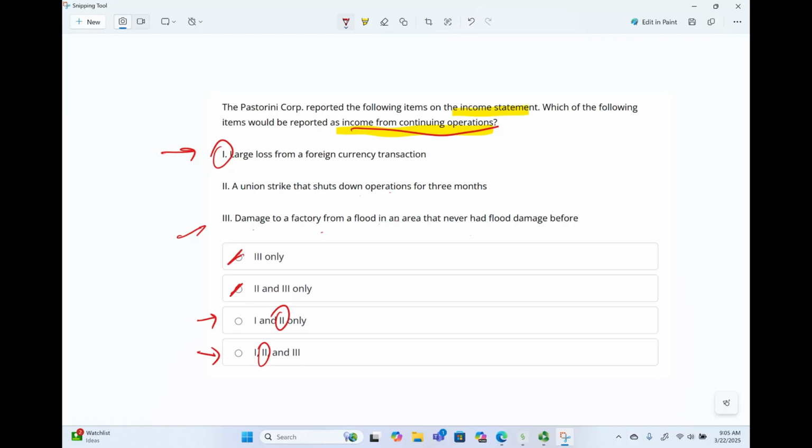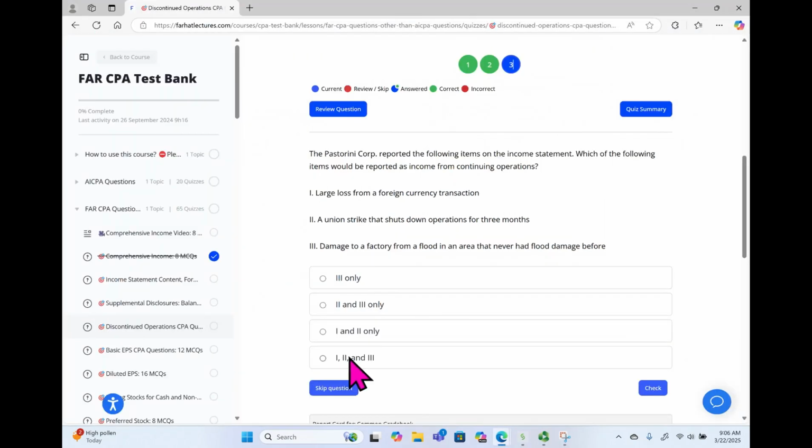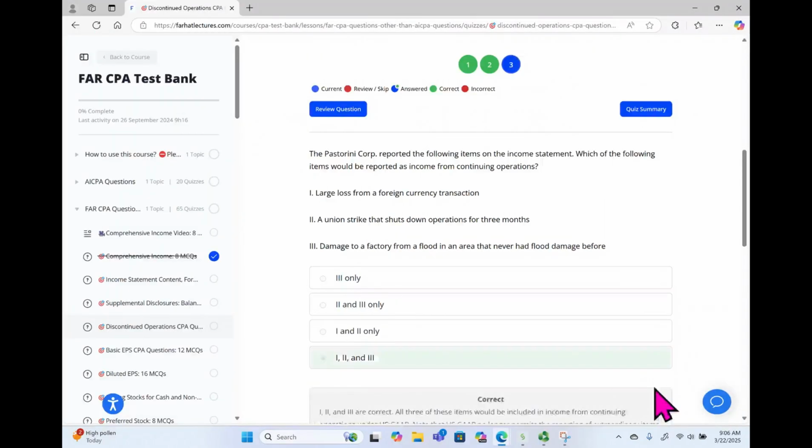Okay, now here we have to be very careful. And the reason for this question is it's asking an old rule. The old rule was we had something called extraordinary item. We no longer have this extraordinary item. It used to be, for example, if the flood never happened before, it would be a separate item. It would not be income from operation. That's no longer the case. GAAP is saying there's no more extraordinary item. Therefore, if it's not an extraordinary item, it will be reported in income from operations. Therefore, the answer will be all 3, 1, 2, and 3, and you will answer the question.